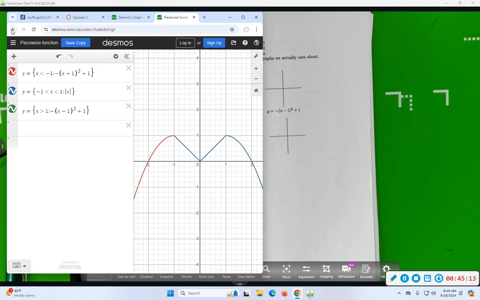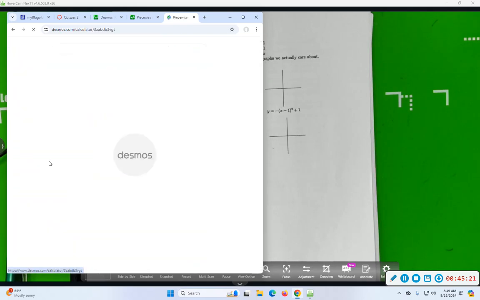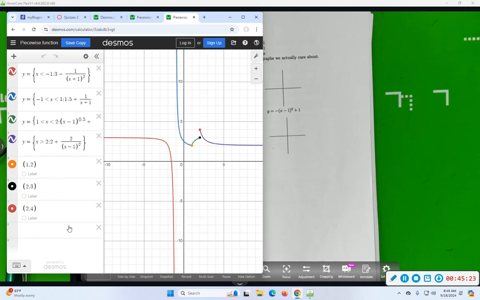And, in fact, how did I get to this page to do this with Desmos? I started by Googling Desmos piecewise function and copied their demo. Because that's the way you use technology all the time, right? You never remember how to do something.